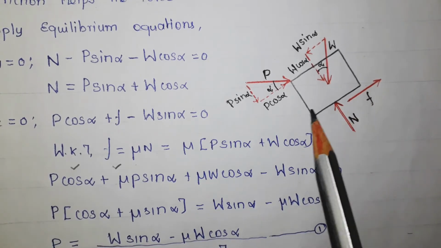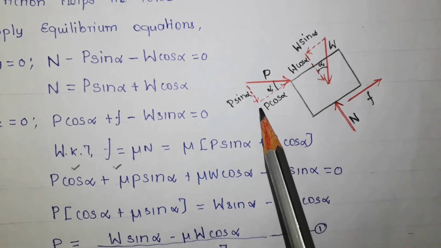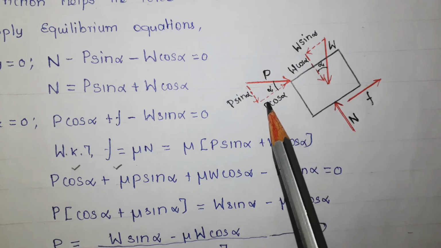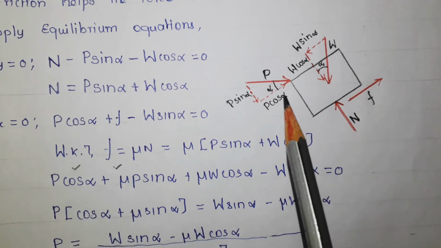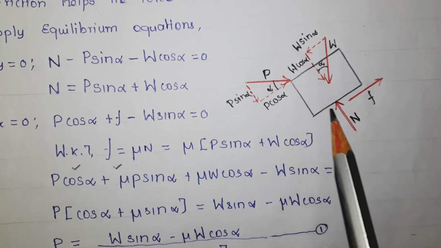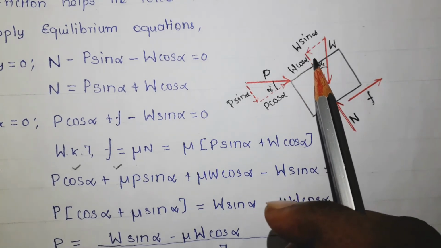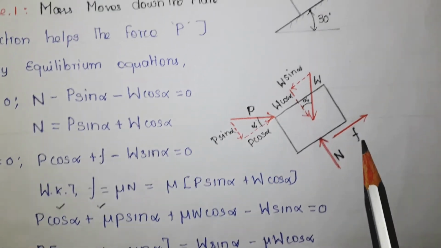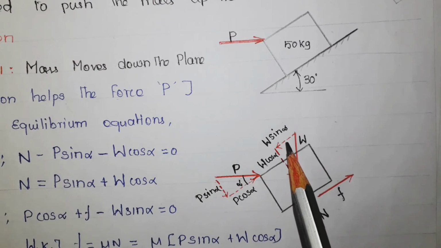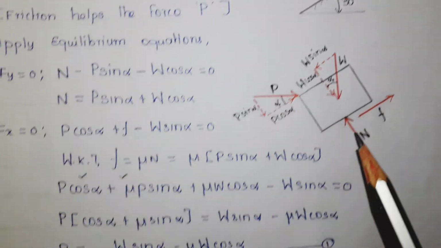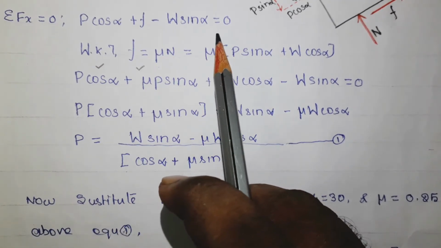One is the friction force, and one component of weight, W sin alpha, and one component of force P cos alpha. Among these three, this force as well as this force are acting in the positive direction of x, so it is plus. But this force is acting in the opposite direction. If you look at this coordinate, this force has a negative sign, minus. Applying this into the equation: P cos alpha plus F minus W sin alpha equals 0.